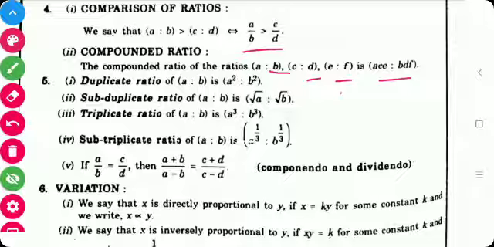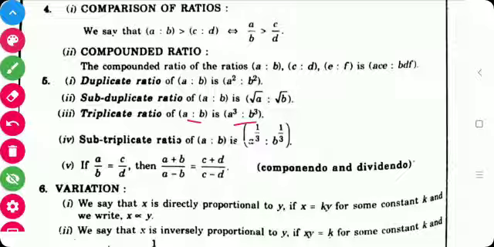Next is duplicate ratio of A as to B is A square as to B square. Subduplicate ratio of A as to B is square root of A as to square root of B. Duplicate means square and subduplicate means square root. Triplicate ratio of A as to B is A cube as to B cube. That is the triplicate ratio.